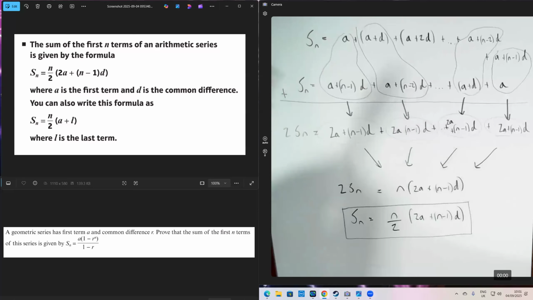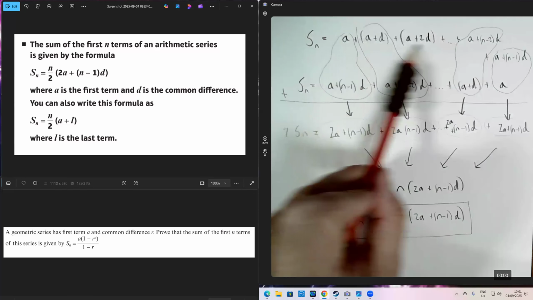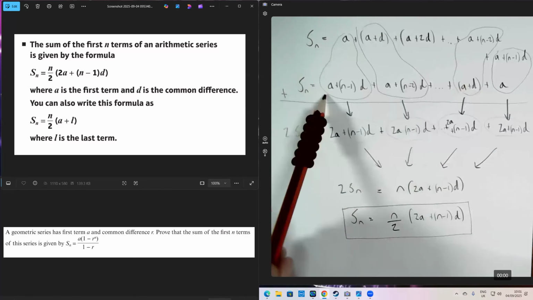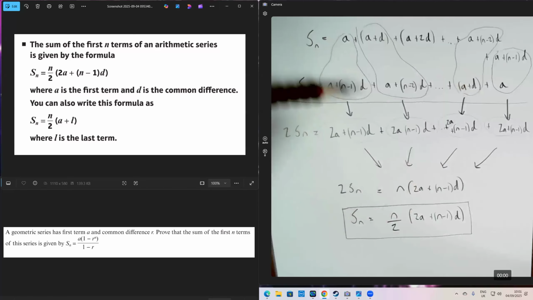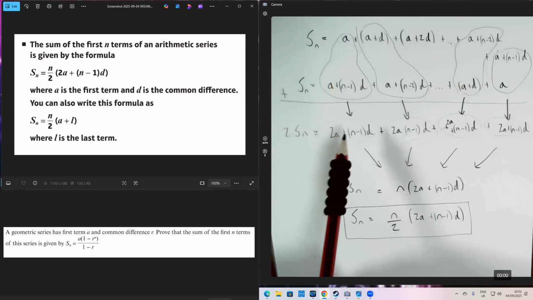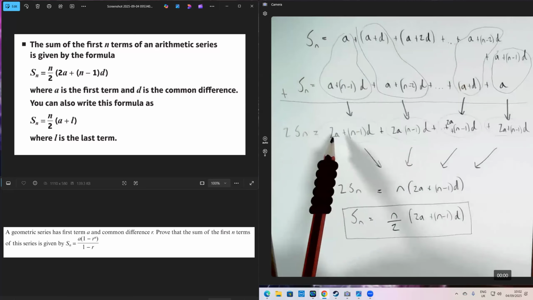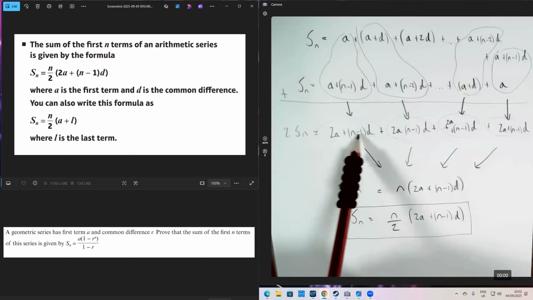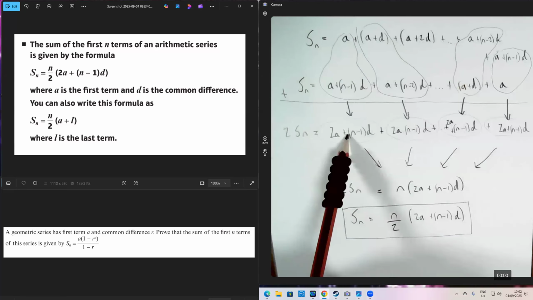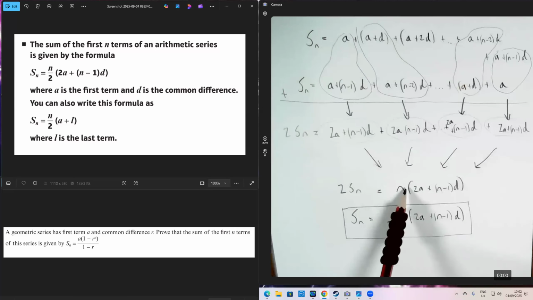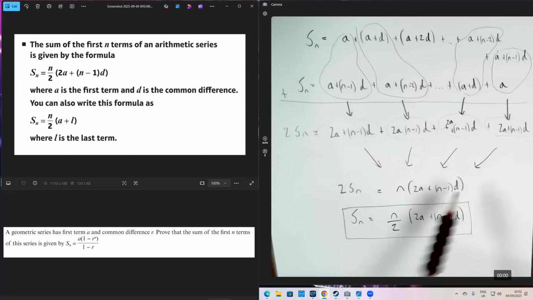So just to recap, you write the series forwards, you write the series backwards, you add the two series together, and you find out that every single term in this combined addition gives you 2a plus (n minus 1) times d. Because there are n terms in the series, there are n of these, so you multiply that by n times (2a plus (n minus 1) times d), and then finally you divide it by 2. Okay, so that's one that you could be asked to derive.